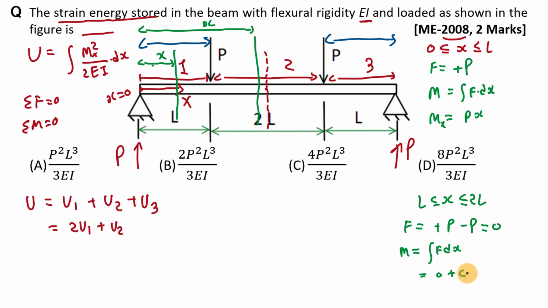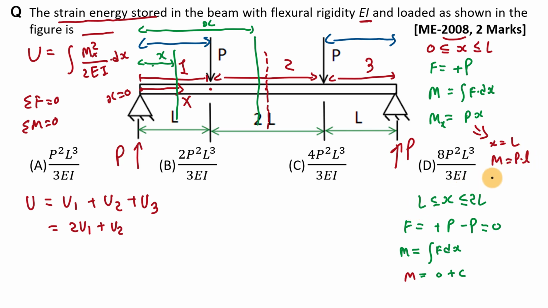And now if we want to find out this constant, then we have to take one boundary condition in this interval of this beam. Fine? Here this is M is equal to C. Now see, in this interval, means from here to here, we know that at x is equal to L, value of bending moment will be P into L, right? Means at this point we have found the value of bending moment.